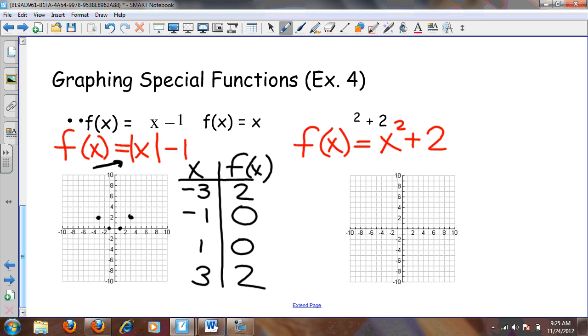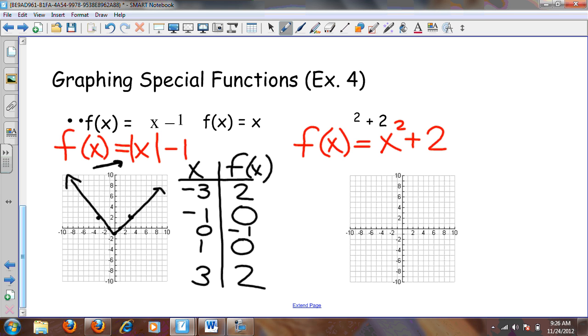You might want to put in an extra point, 0, so you can find where it crosses the y-axis. And the absolute value of 0 is 0, minus 1 is -1. 0, -1. What shape does this begin to look like? It begins to look like a V, and it is going to have a V shape.